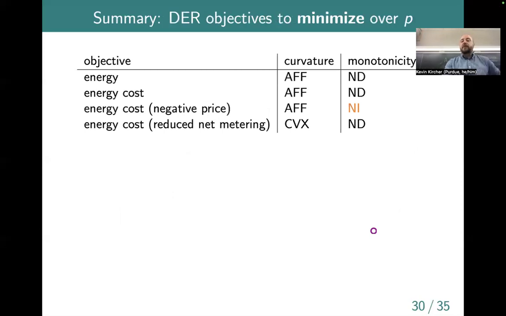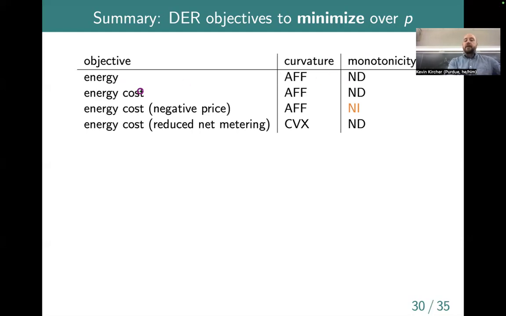Okay, so I'm just going to summarize kind of what we talked about last lecture and today. We have a bunch of objectives, and they all have curvature and monotonicity properties that give us the information we need to understand how to program them in a convex optimization solver or modeling language. Energy efficiency is an affine function of the power. Its monotonicity is non-decreasing, so everything's cool. This basically works with all of the different DER models that we have developed.